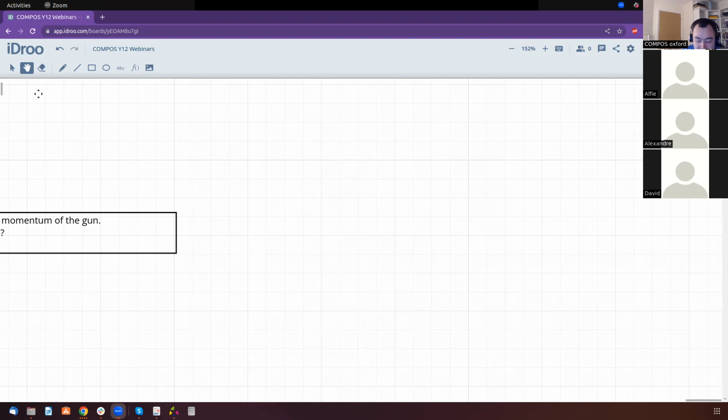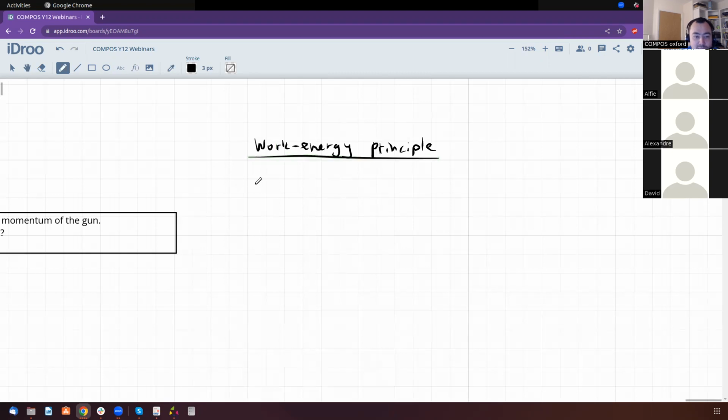So I like the simple version of the work energy principle: that the change in kinetic energy of an object is equal to the work done on that object. That's a very simple way of putting it. Okay. You do work to change the kinetic energy of something.